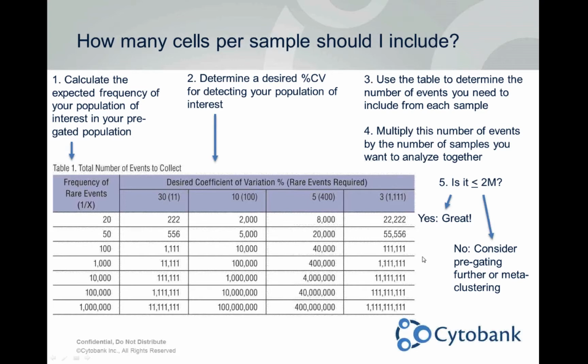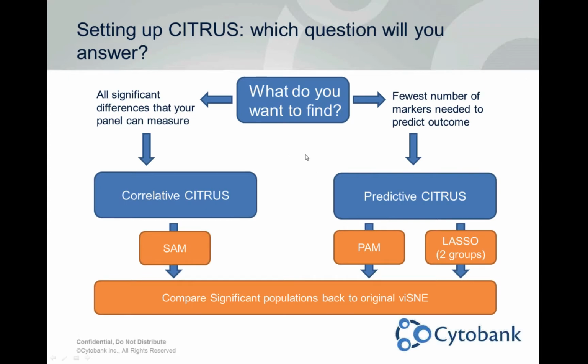So now you've got your question selected, you have your data cleaned, you've run ViSNE on your data. What do you want to do now? You have this branching choice to make. To run Citrus, there are two different versions of the algorithm. There's Correlative Citrus, which is if you want to look for all significant differences that your panel can measure. Or there's Predictive Citrus, which is if you want to find the fewest number of markers needed to predict an outcome. Correlative Citrus is more hypothesis generating, like I just want to see everything that's different between my groups.